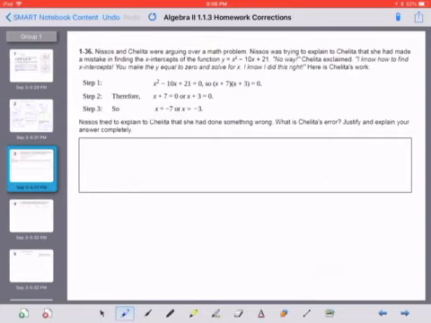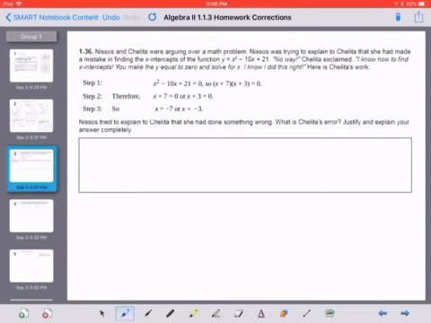Here's Chalita's work. So in step 1, she did x squared minus 10x plus 21 equals 0. She factored it to x plus 7 and x plus 3 equals 0. Therefore, x plus 7 equals 0, x plus 3 equals 0, and the answers are negative 7 and negative 3. So it says Nisos needs to try to explain to Chalita that she had done something wrong. What is her error? Justify and explain.